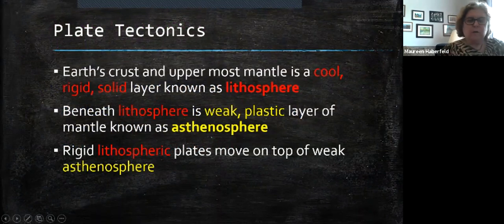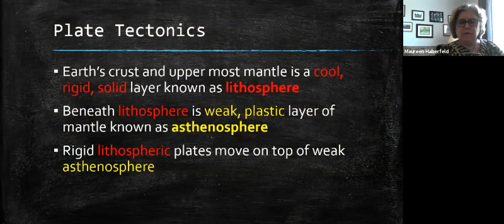So this is kind of just what I said. The Earth's crust and uppermost mantle is a cool, rigid, solid layer known as the lithosphere. And the lithosphere is where the plates are, so we call them lithospheric plates. And then the lithospheric plates ride on top of the weak plastic layer of the mantle known as the asthenosphere. The rigid lithospheric plates ride on top of that weak plastic asthenosphere.